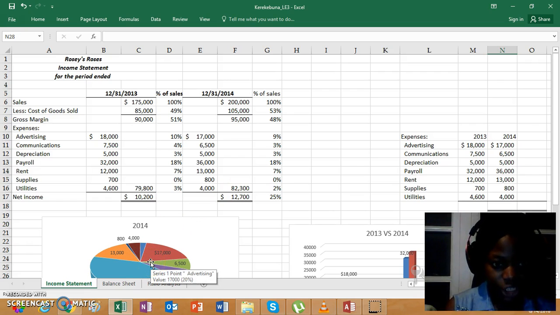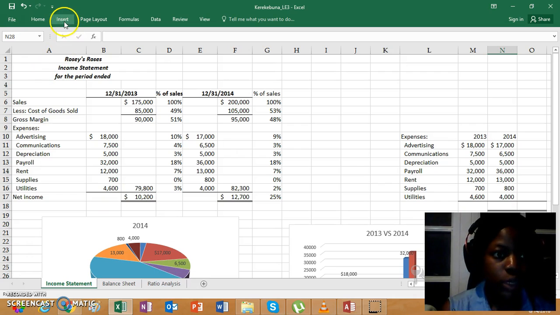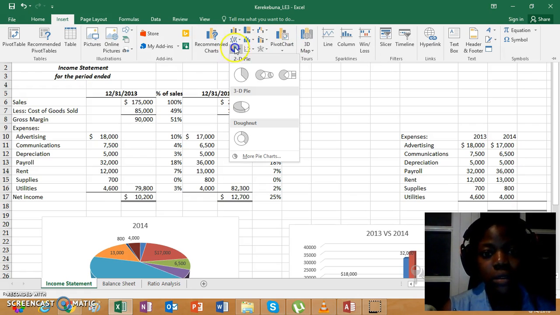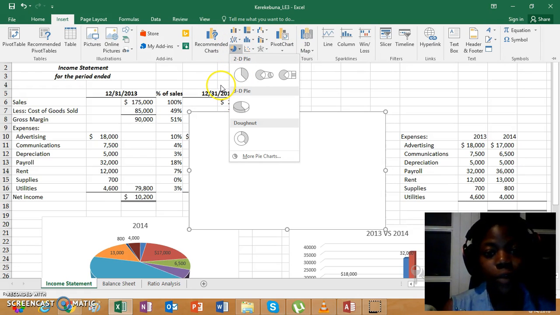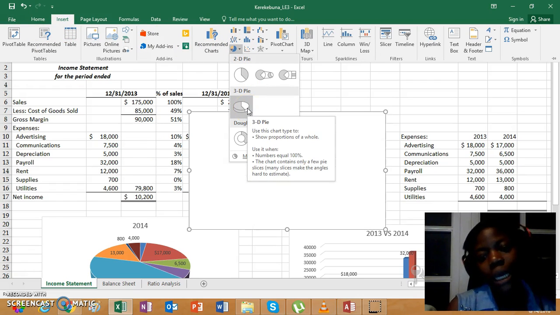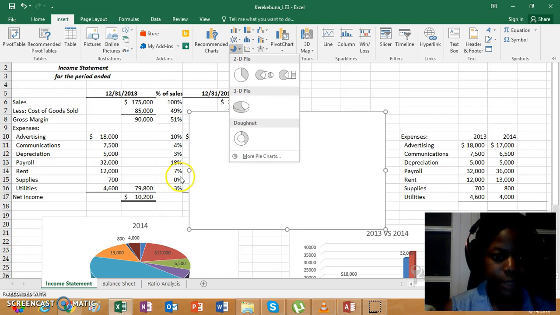And then the pie chart. We had to do a pie chart. For my pie chart, I went to insert, then charts and 3D charts. Well, first of all, before the pie chart, I highlighted the items for expenses. Then I went to insert, then pie chart and 3D pie chart, and inserted the items I had highlighted into the pie chart. So that was it for the income statement.